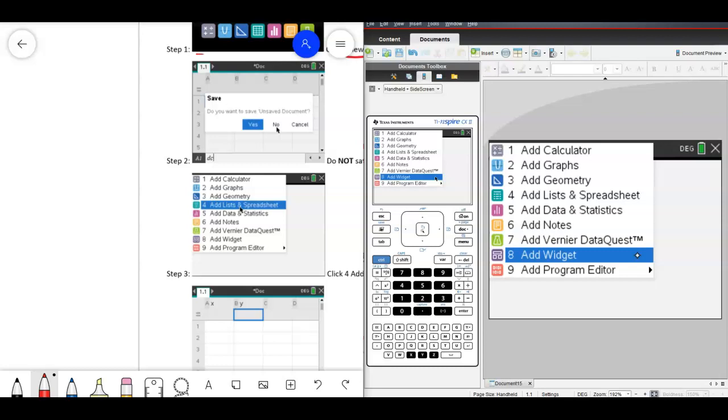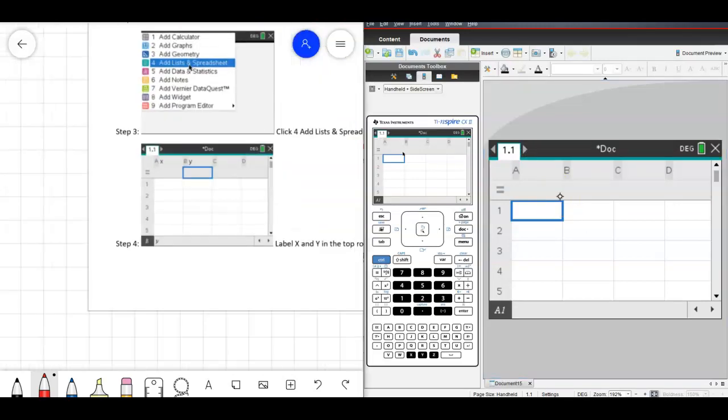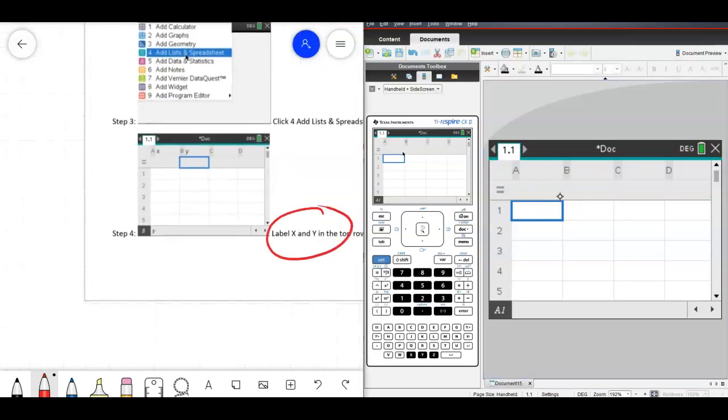Okay. So I want you to press number 4 or go down to the 4th one. Okay. Hold on. So, now, it's all on there. You can see it. All the steps on your paper. But step 3, so we're adding a list and spreadsheet, number 4. Okay, step 4 at the bottom, label what? X and Y at the top, just like last time.